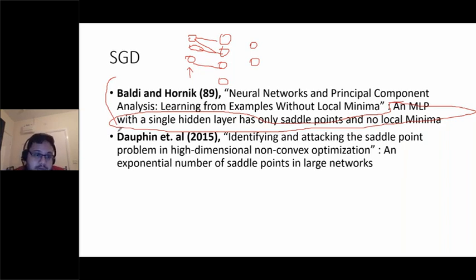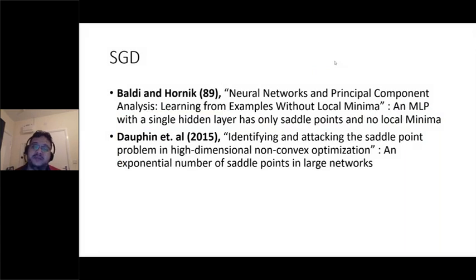Other researchers said there is an exponential number of saddle points in large networks. It means in large networks we have a lot of saddle points. We are not sure about it, by the way, guys, it's very difficult. But it seems that in real-life problems, where we need very large neural networks with thousands or millions of weights, most minima are saddle points, and the local minima are very close to the global minimum. For example, like this.